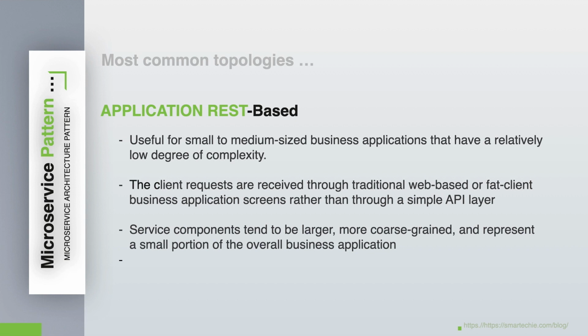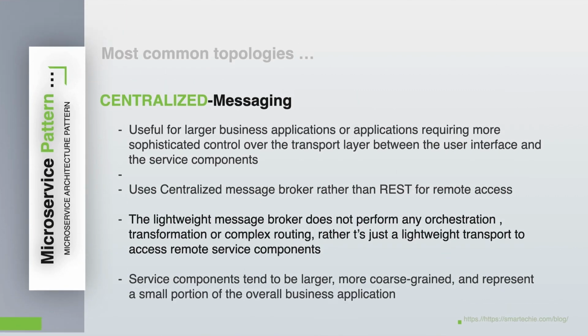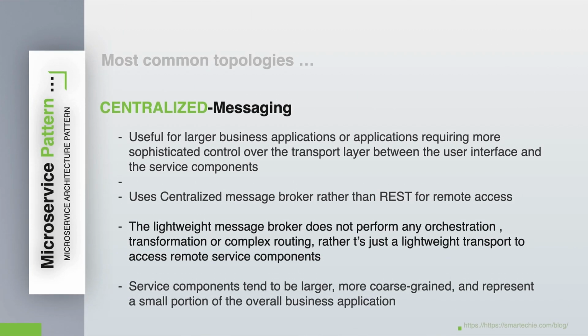The third topology is called the centralized messaging topology. This topology is similar to the previous application REST-based topology, except that instead of using REST for remote access, it uses a lightweight centralized message broker, for example ActiveMQ or RabbitMQ. It is vitally important when looking at this topology not to confuse it with the service-oriented architecture pattern, or consider it as SOA light.